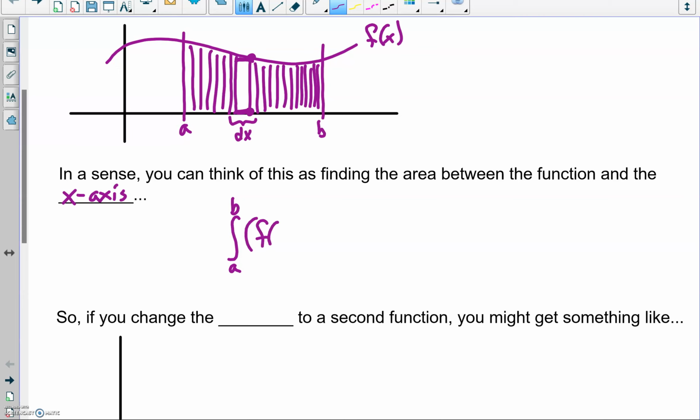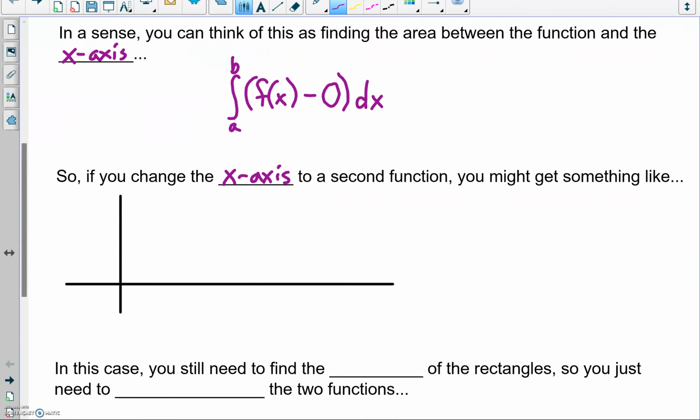So I'm just going to write this as f of x minus 0, y equals 0 being that x-axis, and then dx. You don't really need to write it like this because minus 0 just goes away. But I want to illustrate that you technically have two functions going on here to help you find the height of that rectangle. So what we're going to do is change the x-axis, the y equals 0 part, to a second function. Let's see what we get here.